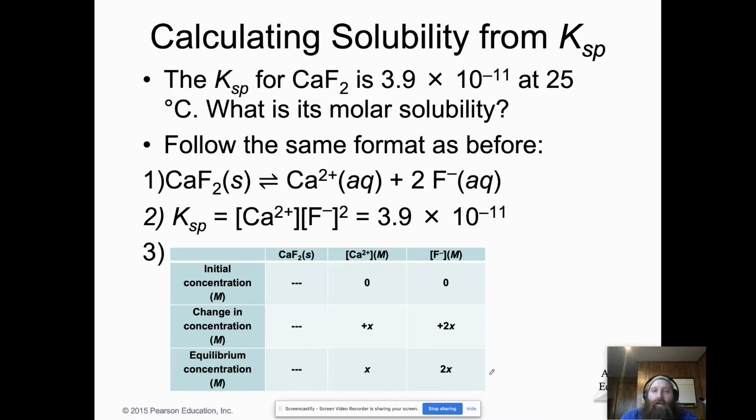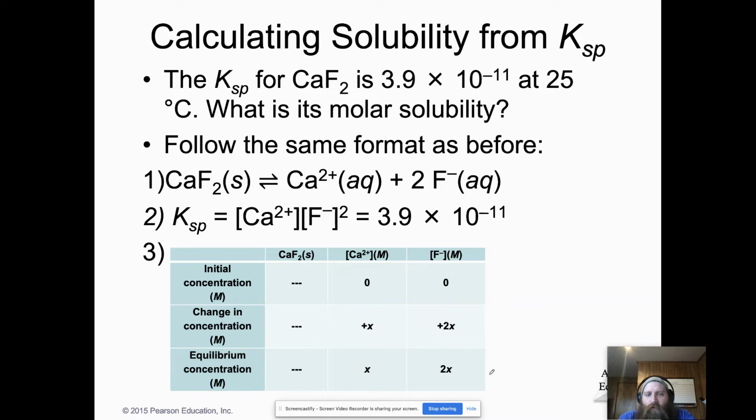So let's look at solubility and how we calculate solubility from KSP. And again, we're using an ice table. So this ice table thing, we should be getting good at that. The problem says the KSP for calcium fluoride is 3.9 times 10 to the negative 11th at 25 Celsius. What is its molar solubility?